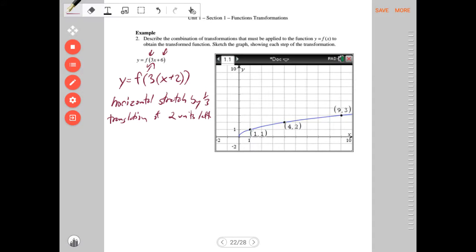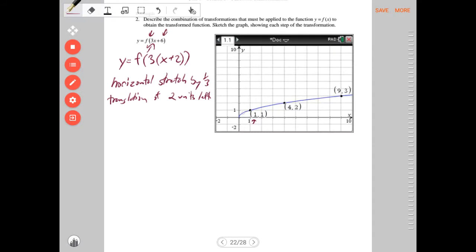So the horizontal stretch takes the x-coordinate. That makes it 1/3. So that's about there. 4 times a third is 4/3, or 1.333, or 1 1/3, something like that. And then 9 times 1/3 is 3. So that jumps all the way back to 1, 2, 3, right to there. So that's the horizontal stretch part.